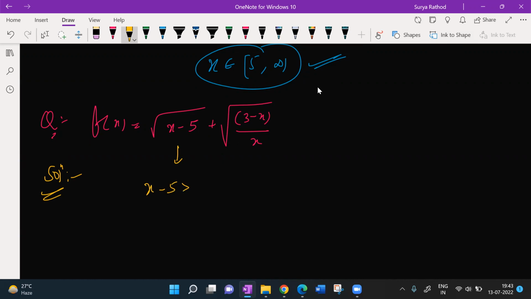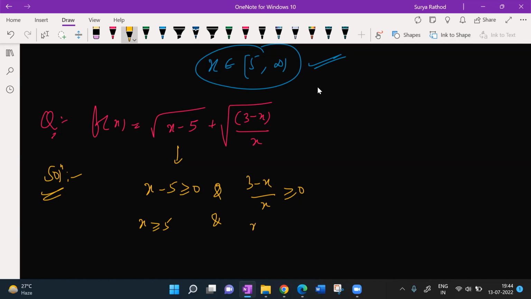Okay. Here x minus 5 is greater than or equal to 0, right? So x greater than or equal to 5, beta. Plus is nothing but and, right? And 3 minus x by x has to be greater than or equal to 0. Inside the root, everything has to be greater than or equal to 0. Root will not allow negative values.